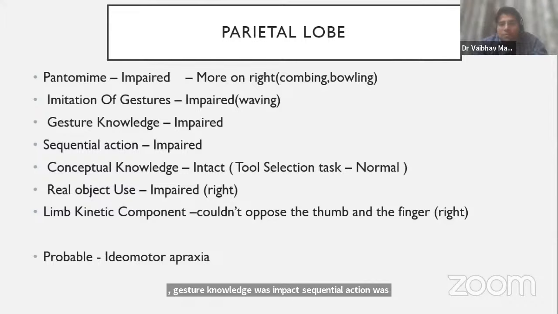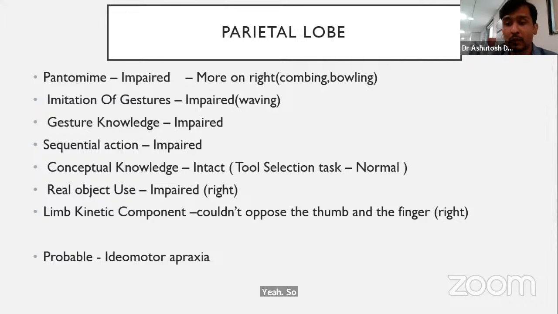Tool selection was normal. And for real object use, we had given a comb; she couldn't do it with the right, but with the left she could definitely improve. And limb kinetic component, she couldn't oppose the thumb and finger on the right side, but on the left she could do it. So we thought it was probably ideomotor apraxia, as conceptual knowledge was more or less intact.